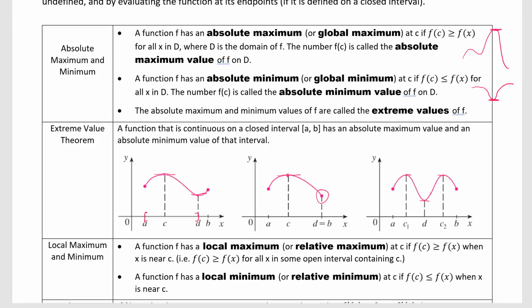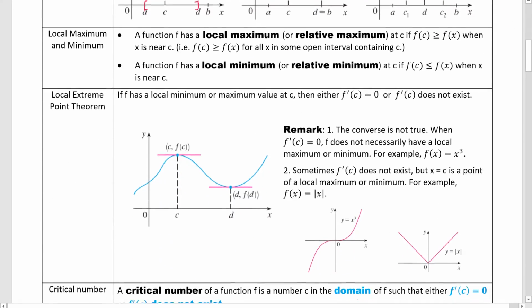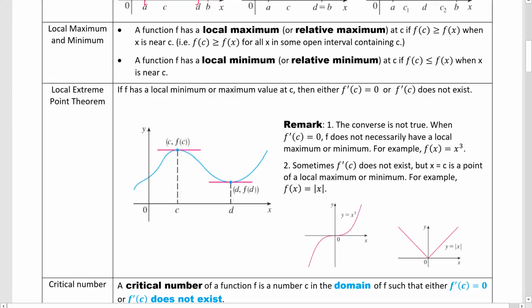So this theorem tells us that if we have a closed interval, and if the function is continuous, then we must have an absolute maximum and an absolute minimum on that interval. We'll first talk about these definitions, and then we will do examples. Examples can help us to understand the concept. All right, next, local maximum and minimum.